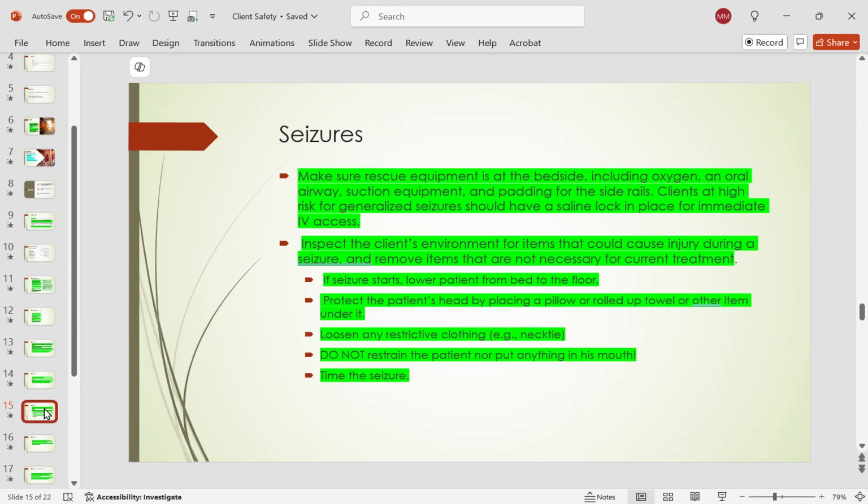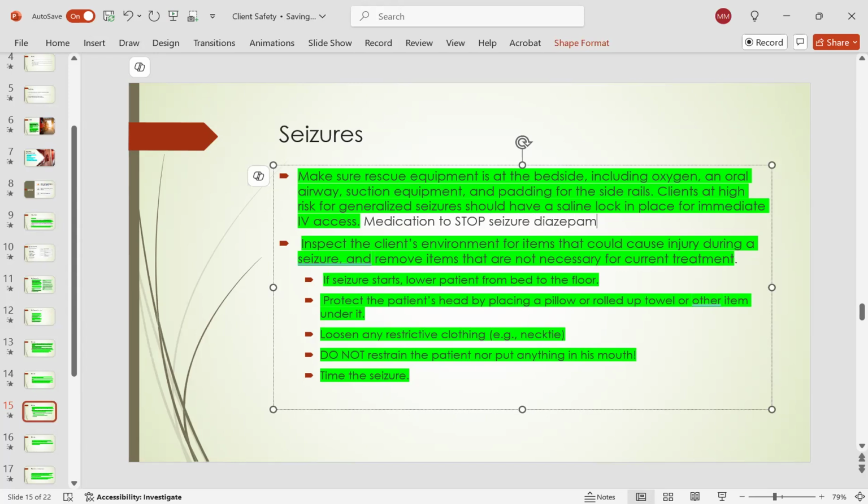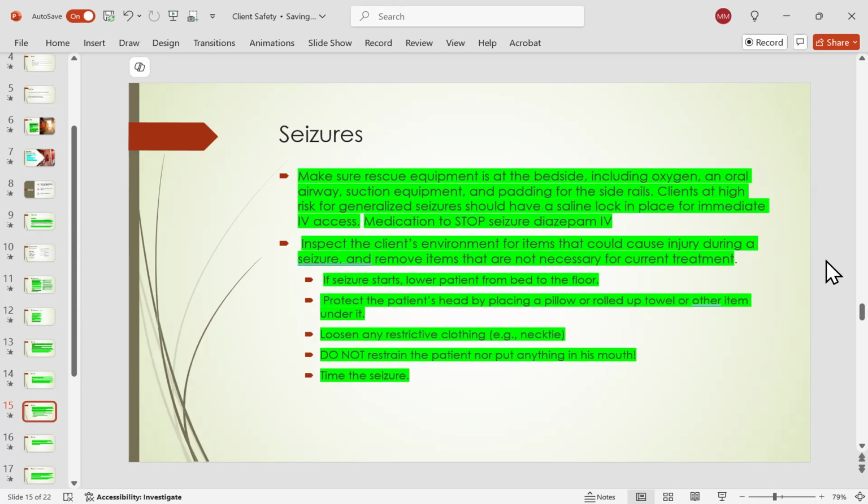Clients that are at a high risk for tonic-clonic seizures should have some type of IV access, a saline lock or a heparin lock, in case we need to get IV meds in them to stop a seizure. The medication of choice, medication to stop a seizure is diazepam. Okay, that is a benzo, that's Valium, and it's got to be IV. I know that there are some facilities that have rectal diazepam, but just to keep the record straight, IV is what we use in hospitals. IV diazepam, bam, it's going to stop the seizure.